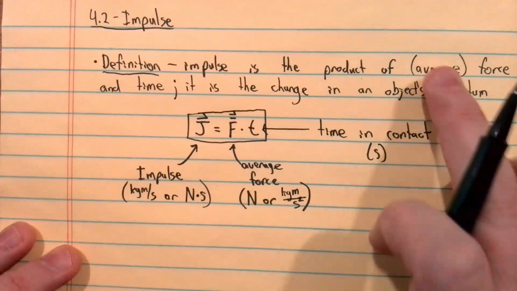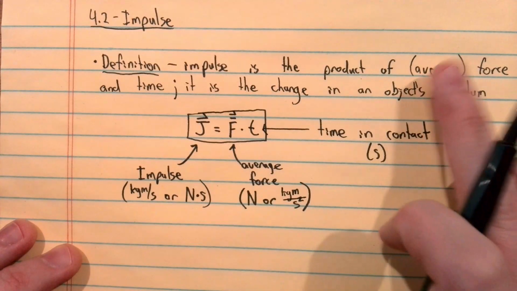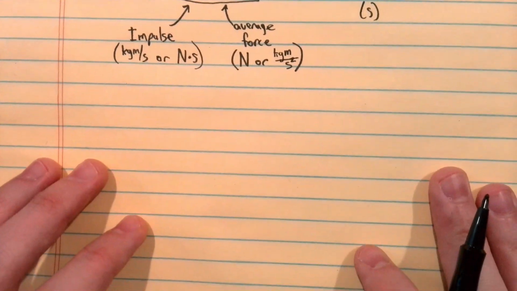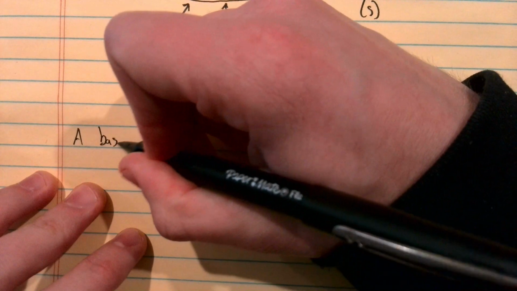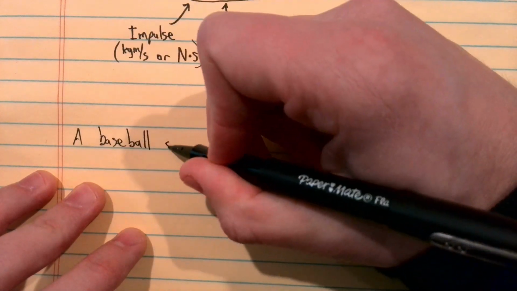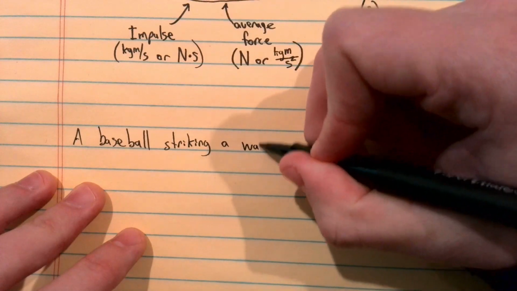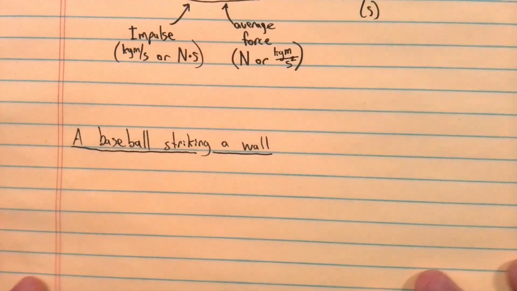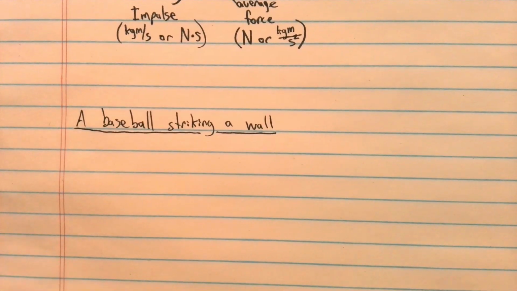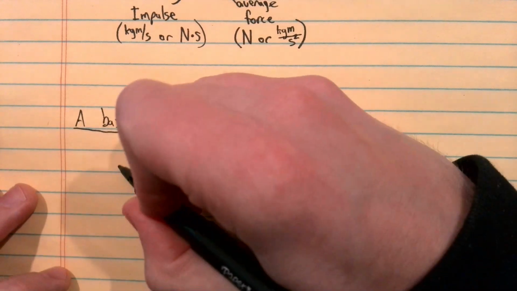So let's talk a little bit more about this average force. Why is it average? To do that, we'll consider a baseball striking a wall. So when a baseball strikes a wall, it doesn't just hit the wall and turn around instantly. It doesn't happen over 0 seconds. I'll try to draw like a cartoon of it.